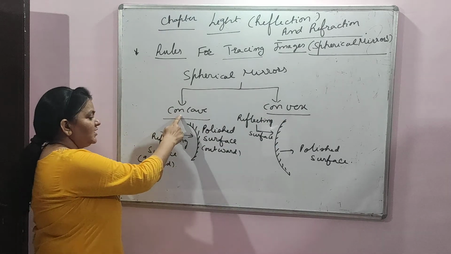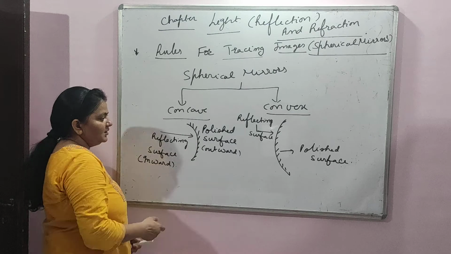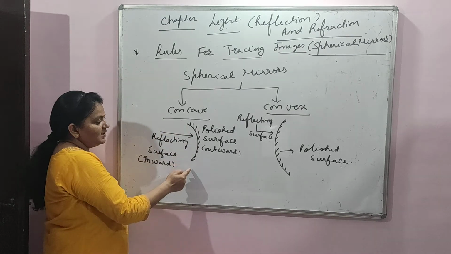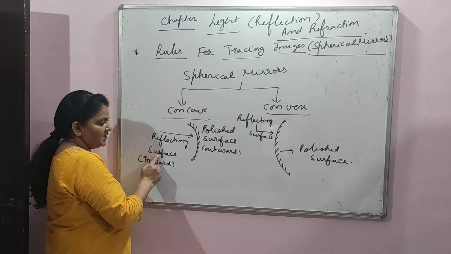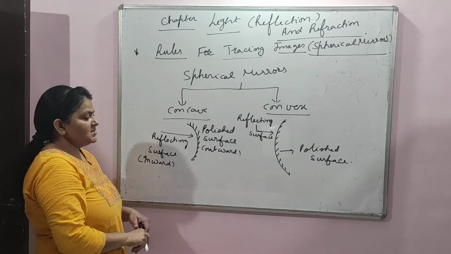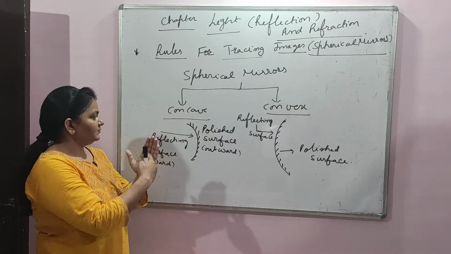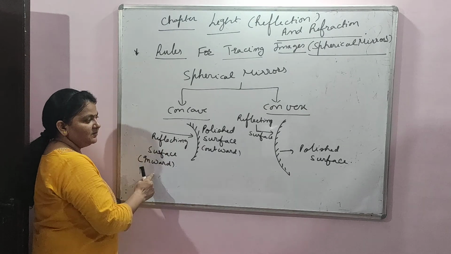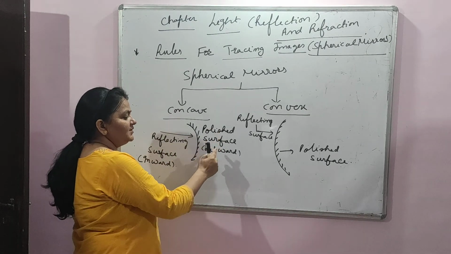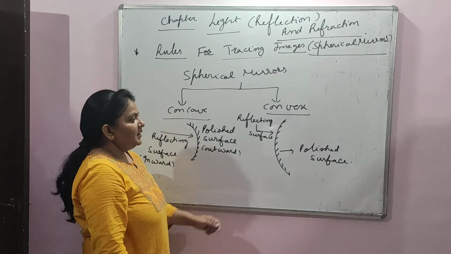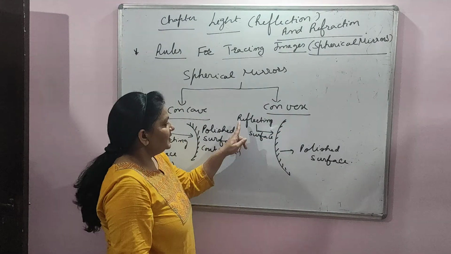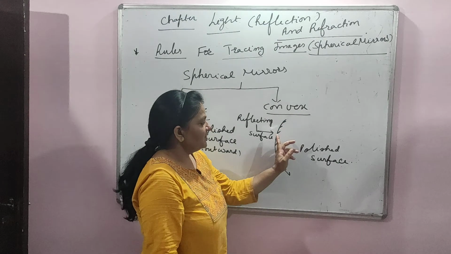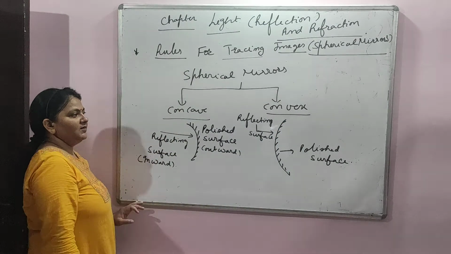Now for the concave spherical mirror, I have drawn a concave spherical mirror here. You see in the picture that in the concave spherical mirror, the reflecting surface is bulged inward, and the polished surface is bulged outward. In a convex mirror, the reflecting surface is bulged outwards and the polished surface is bulged inward. This is the difference between a concave and a convex mirror.